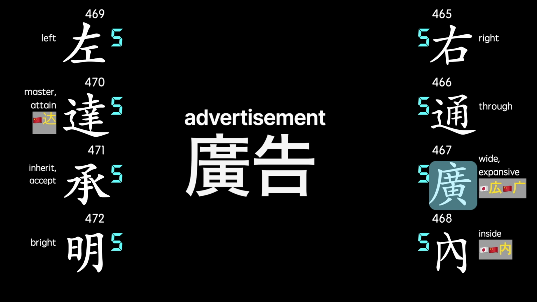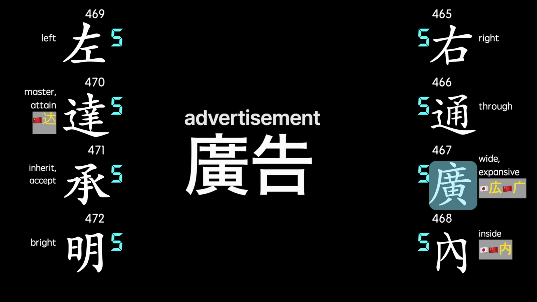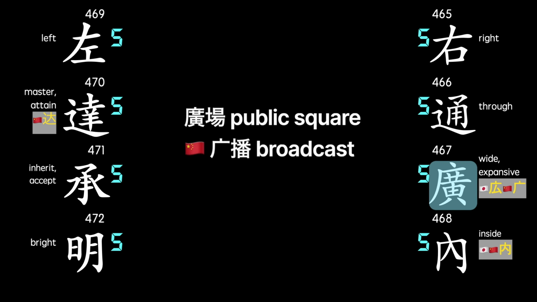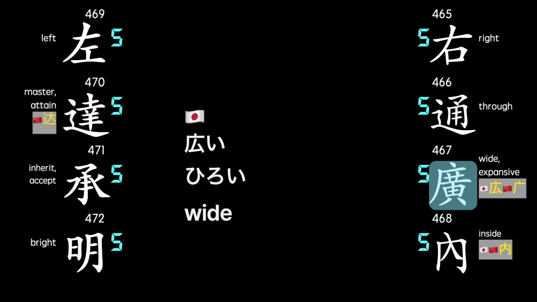It makes sense that the word for advertisement includes this character, which refers to things that are wide or widespread. This character gets used in public square and broadcast. It appears in the Japanese adjective hiroi, meaning wide.